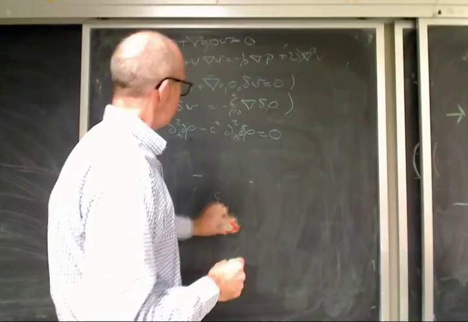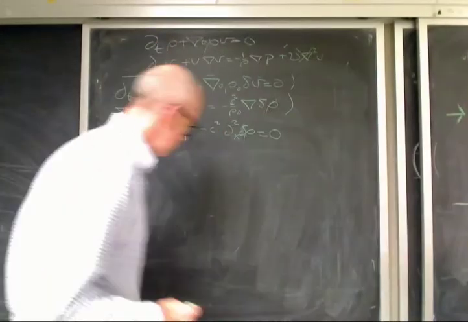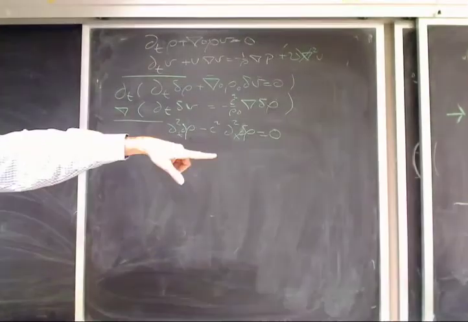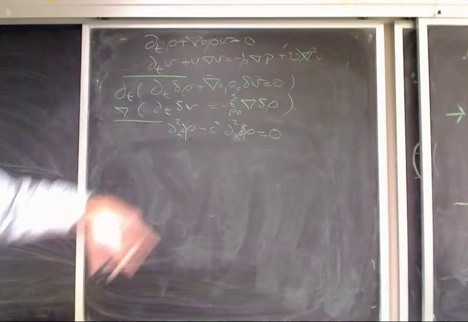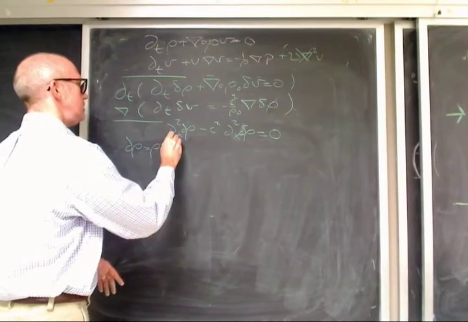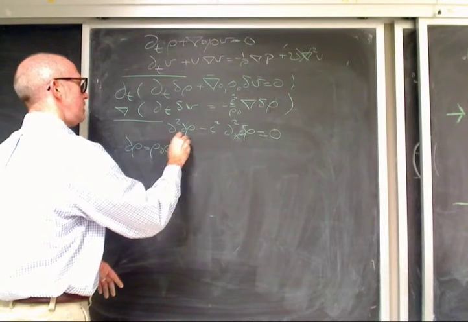So I did this kind of slow, but it's a process you'll get fast at. So now the next step is Fourier analysis. So we say that delta rho equals rho naught e to the i(kx minus omega t).